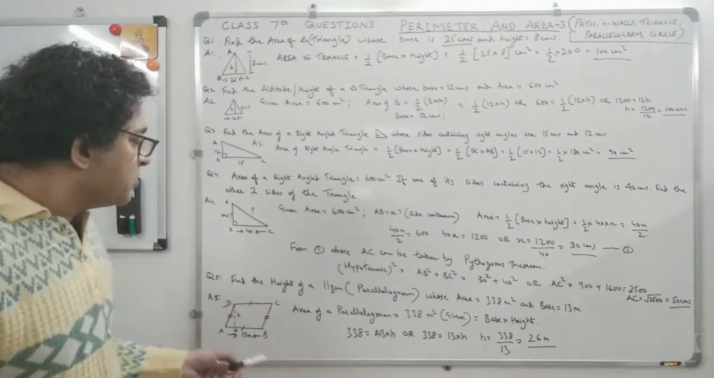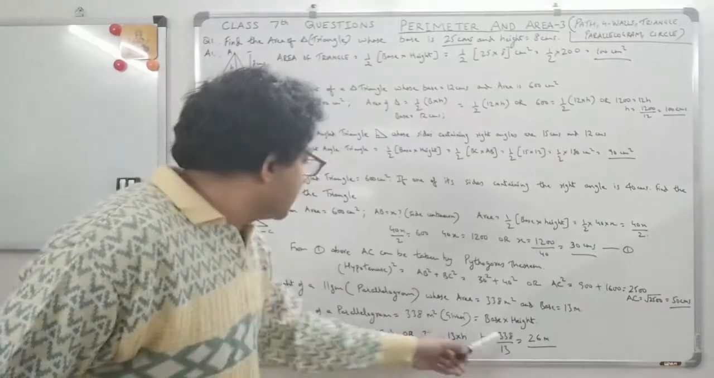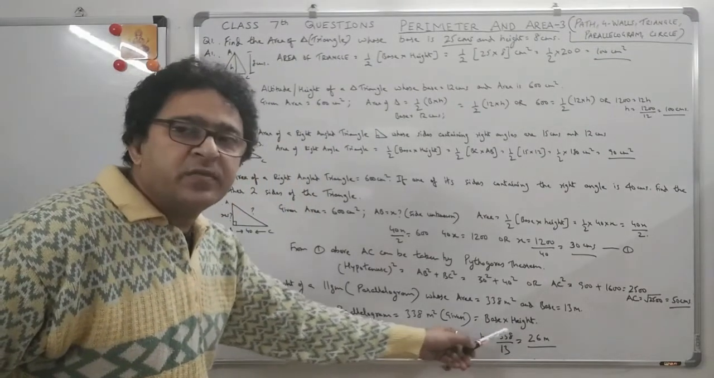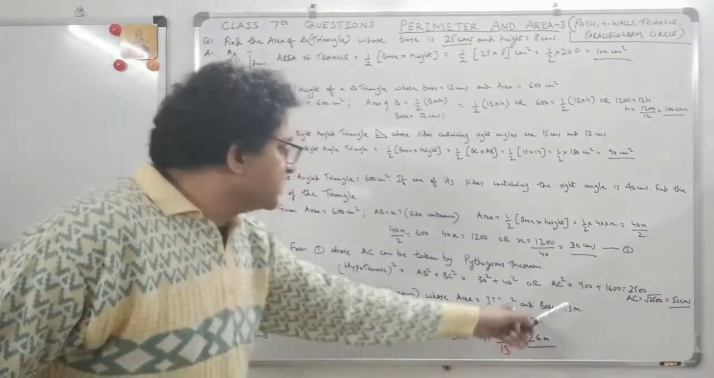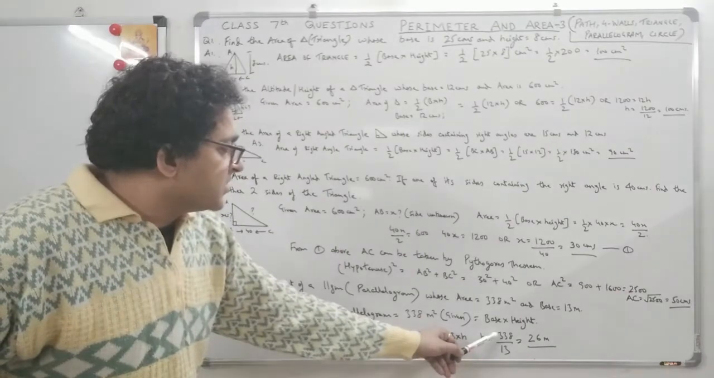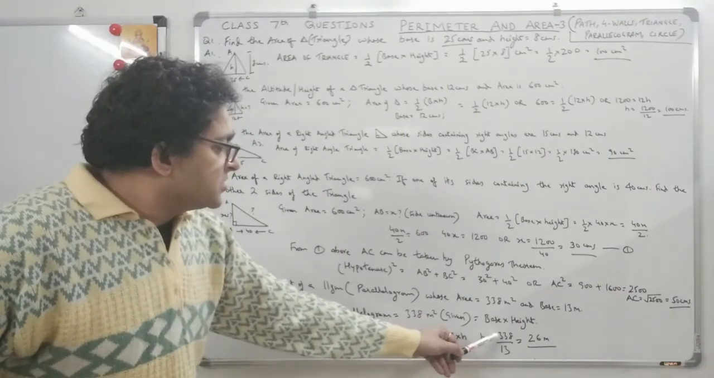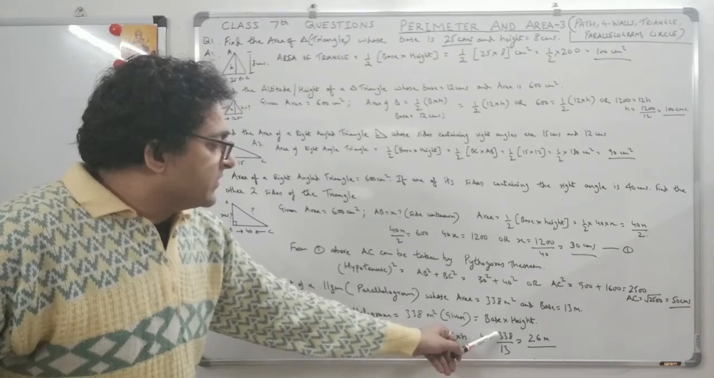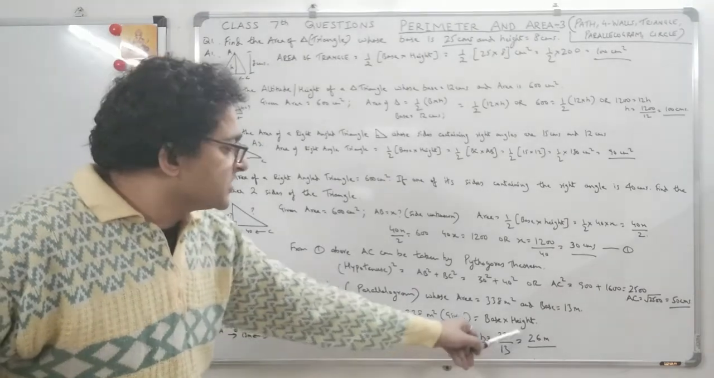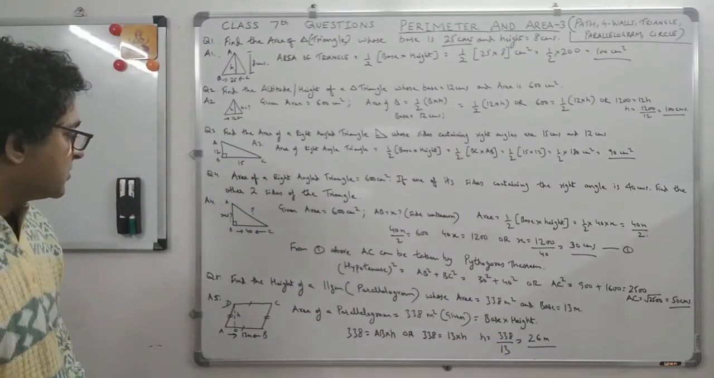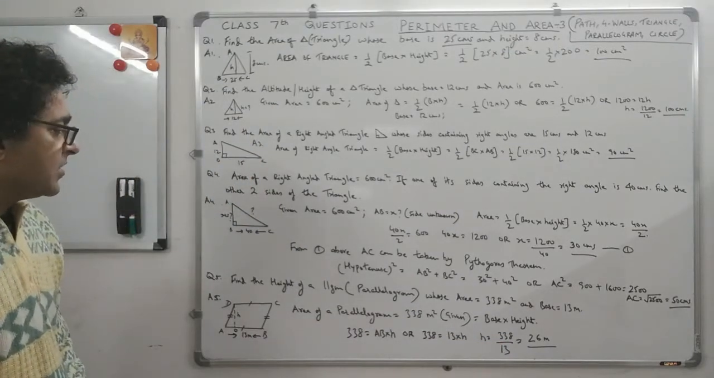So base into height, base is 13 meters. Height is, we don't know. So base into height, 13 into h is equal to 338, or 338 is equal to 13 into h. So h is equal to 338 upon 13, which is 26 meters, right? 13 twos are 26, and this is how much? 26 and 4, 7, 78, and 30 into 6 is 78, so 26 meters, right? So this is the height of the parallelogram.